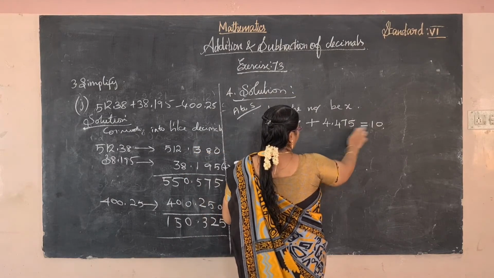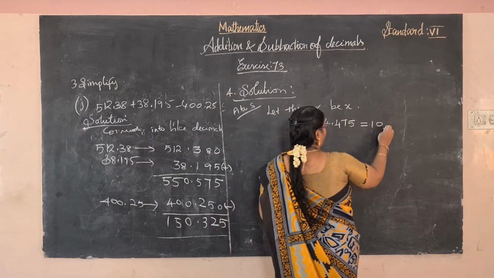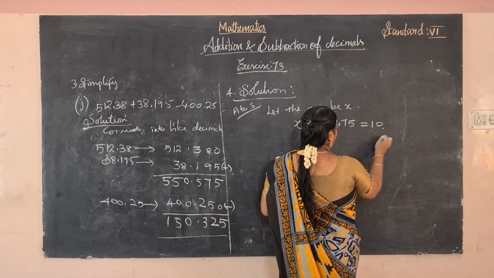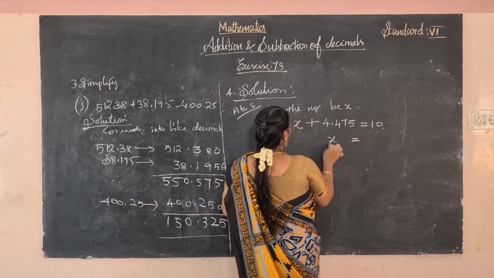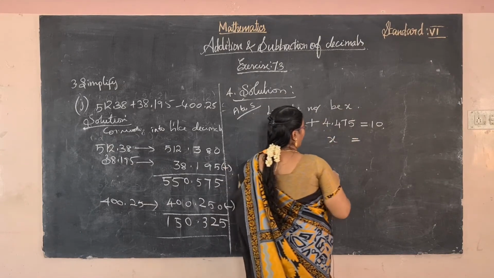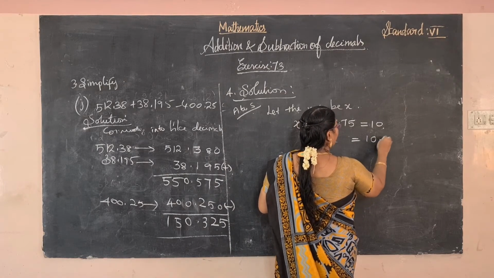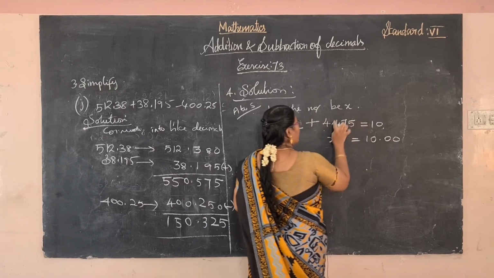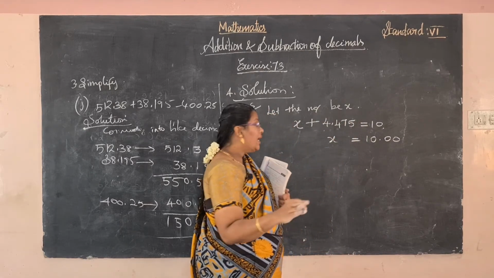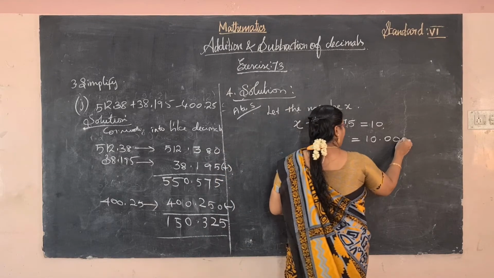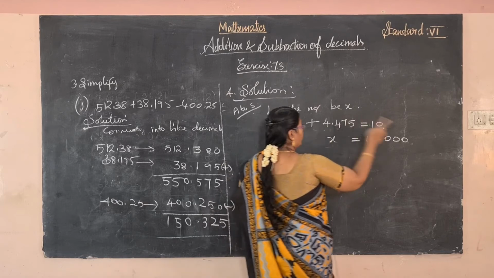Okay, so first we write in like decimals. Here only the whole number is given. I will write in the next one. So x is equal to, x is the unknown number. So x equals 10. How many decimal places are there? 3 decimal places. The highest decimal place value is 1000. So we add 3 zeros on the right side.